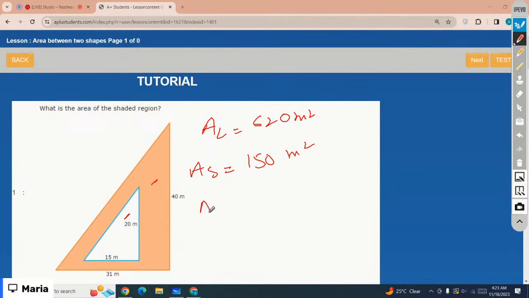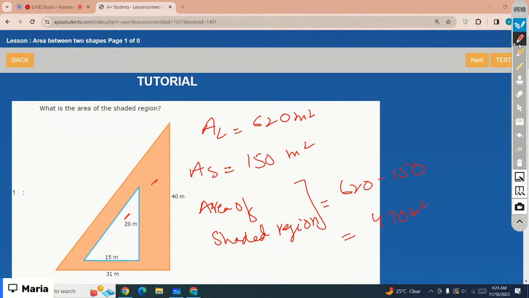You need to calculate the area of the shaded region. So subtract the area of the smaller triangle out of the larger one. We know how to calculate the area of the shapes, right? Just calculate the areas for both larger and smaller and subtract them. That would be 620 minus 150. So the correct option is 470 square meters. That means the area of the shaded region is 470 square meters.